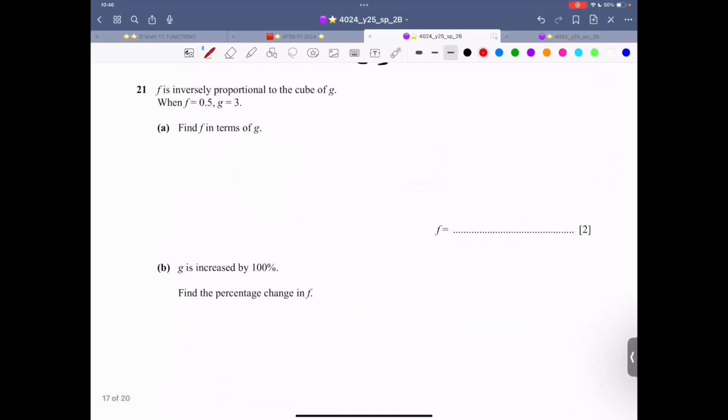Okay, not bad. So now F is inversely proportional to the cube of G. English is a must. F is inversely proportional to the cube of G. F equals K over G cubed. That is the equation. F is half, G is 3. So F is half. Instead of decimal, I'll write a fraction. G is 3. So therefore, half is K over 3 cubed.